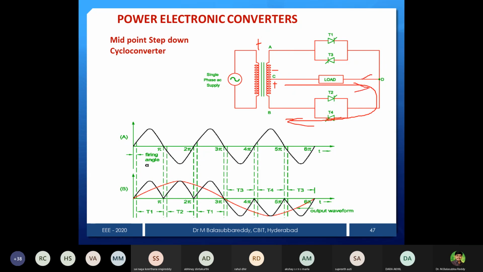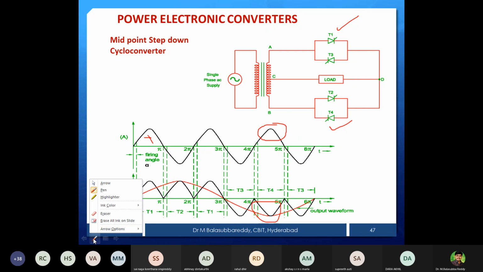Now it is in the opposite direction to the reference, so we will get a negative voltage. Instead of getting positive, you will get it like this. From this it is very clear: based on our requirement, you just fire the corresponding device. During the positive half cycle, if I want positive, you fire T1. During the positive half cycle, if you want negative, you fire T4. Here it is a positive half cycle, but what I want is negative. So instead of firing T1, you fire T4, and you will get negative.